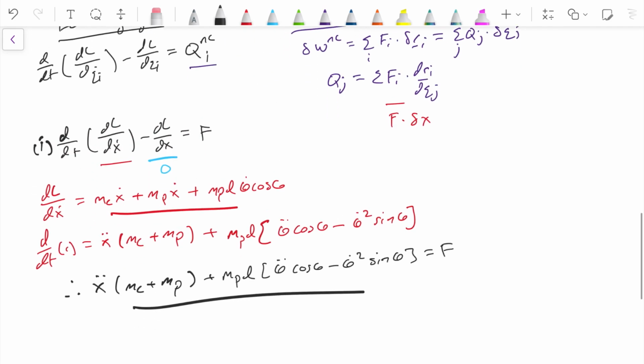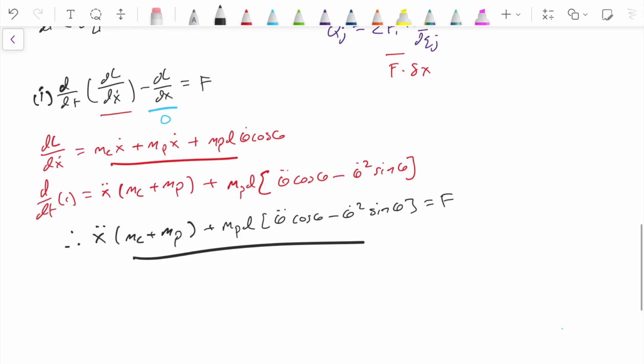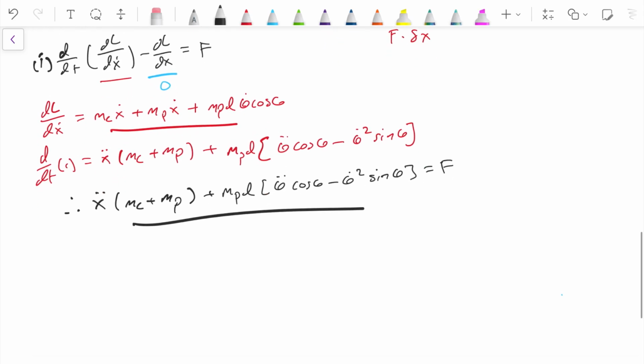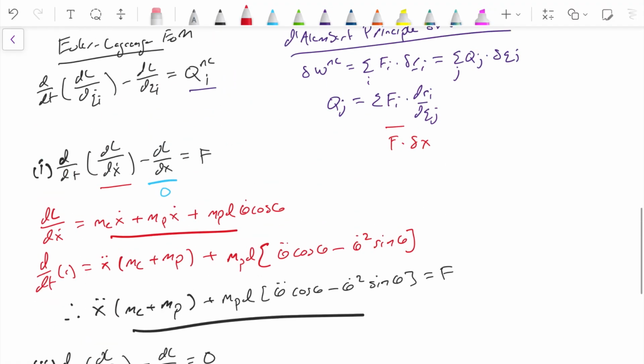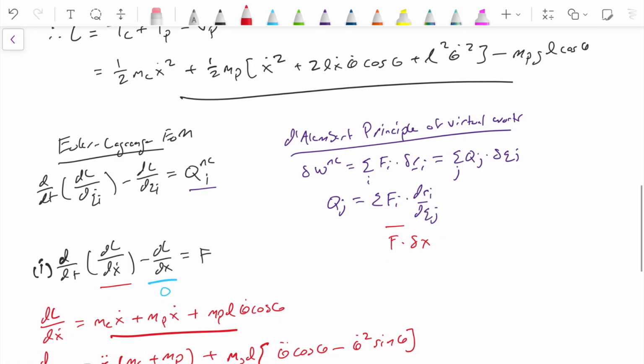All right, so next is our generalized coordinate theta. So we have the equation of motion in the x direction. Now we're doing it in the theta direction. Dot minus partial L is equal to 0. Okay, so similar form here. Let's go partial L, partial theta dot. Let's look up above.